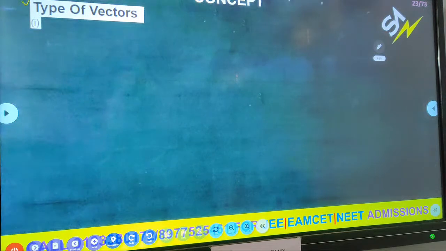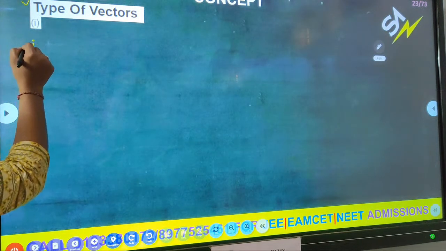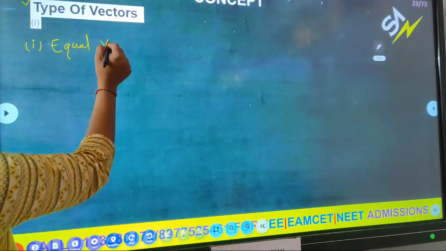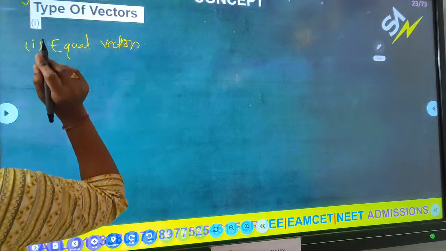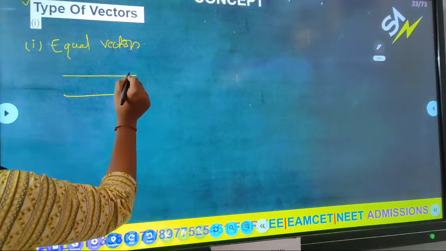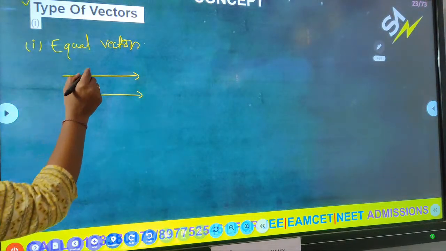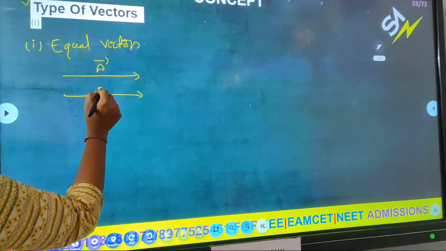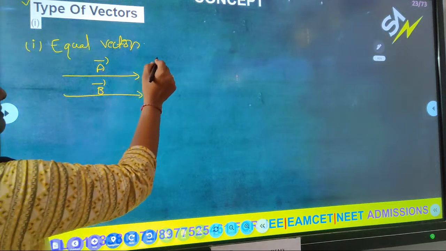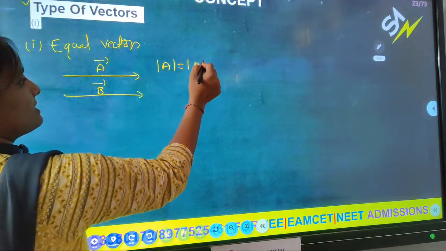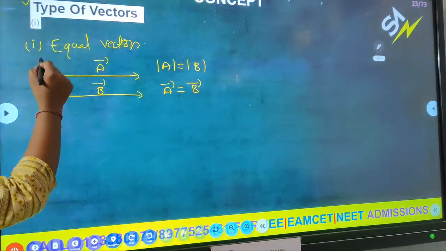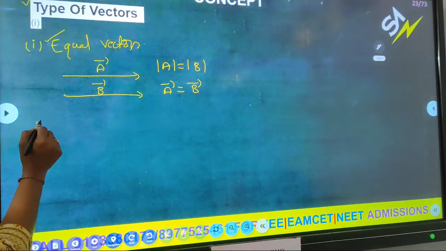Next, types of vectors. First type of vector is equal vectors. Equal vectors have the same magnitude and the same direction. Here, two vectors A bar and B bar, which are moving in the same direction, having the same magnitude. They should have the same magnitude and the same direction. That type of vectors are called equal vectors.